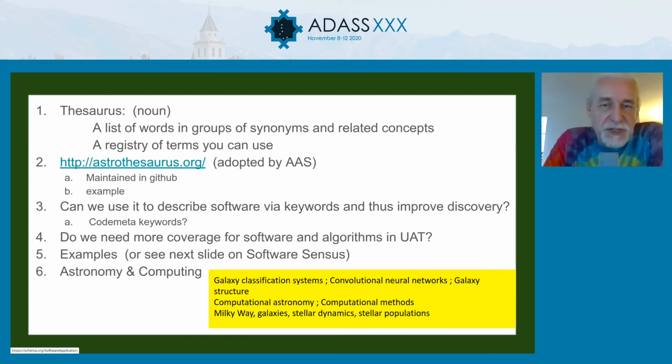So what I talked about before, these keywords, can we use that also in codemeta.json? It turns out I found that, especially in astronomy and computing, they use a different set of keywords that catch the software better, the algorithms for example, that are not caught in the UAT. So that gave me an argument to say we need to expand the UAT, which of course they're happy to do, to catch more of the things we are interested in covering, software and algorithms.